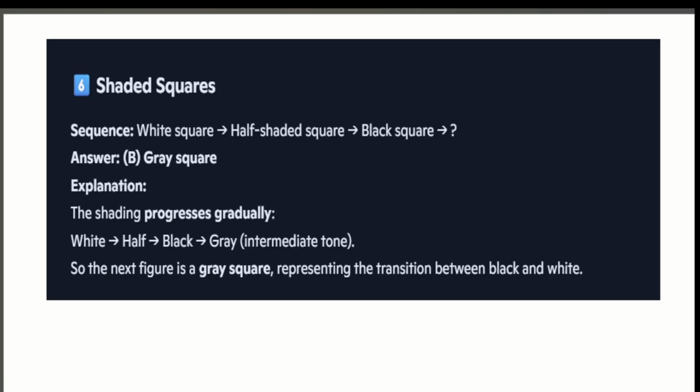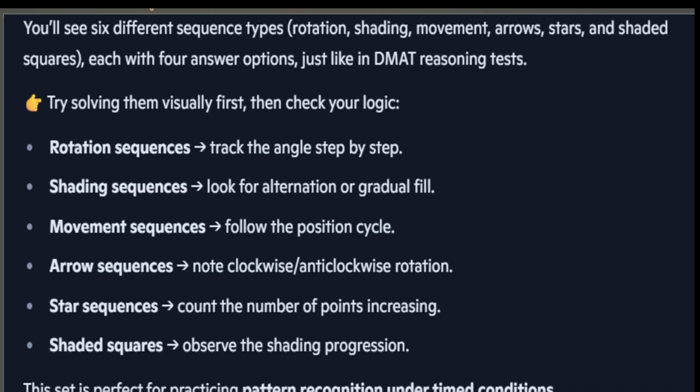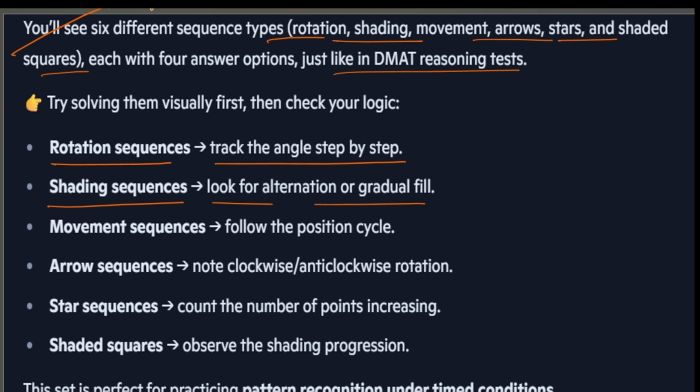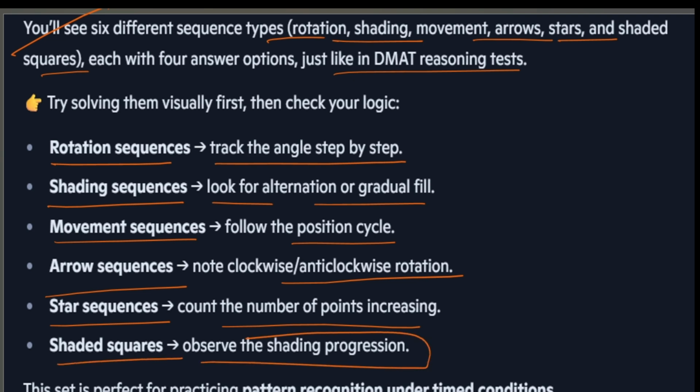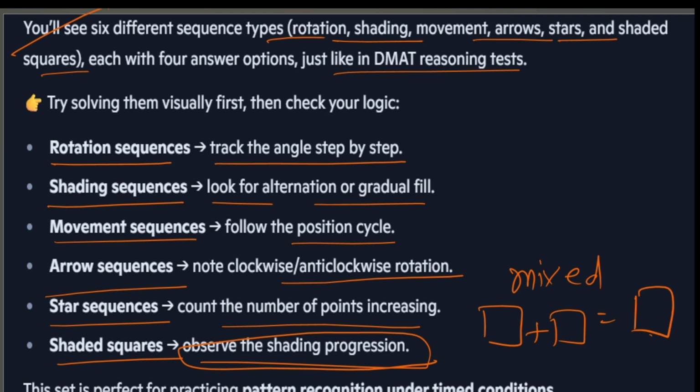Now next, rotation, shading, movement, arrow, star, shaded squares. These types of DMAT reasoning questions would be there. Rotation sequences, track the angle step by step. Shading sequences, look for the alternation. Gradual fill, movement sequences, position cycle. Arrow sequences, anti-clockwise, clockwise. Star sequences, count the number of points increasing. Shaded squares, observe the shading progression. What would be two colors if mixed? The next color. These types of tricks are there that you have to follow.